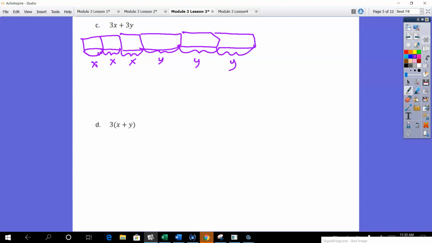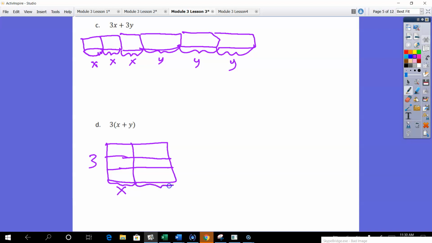Okay, and then finally we have 3. And then this is going to be x. And this is going to be y. So in this box we have 3x, in this box we have 3y.